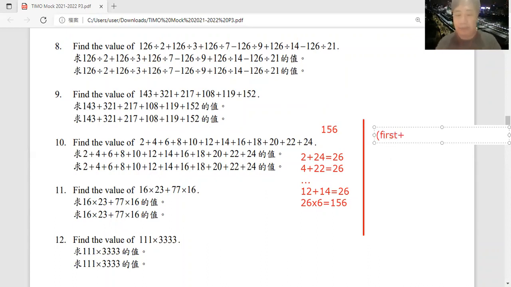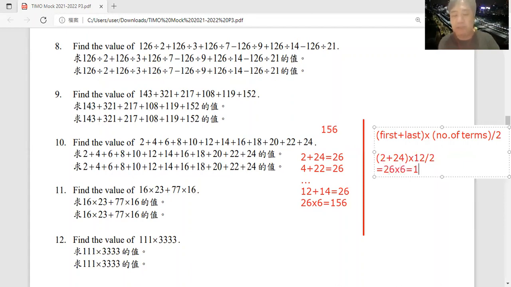I sum up the first term and the last term, and then times the number of terms, and then divide by 2. You can count out the terms here, and you will find that there are 12 terms. So it is (2 plus 24) times 12 divided by 2, which is again 26 times 6, which is 156.